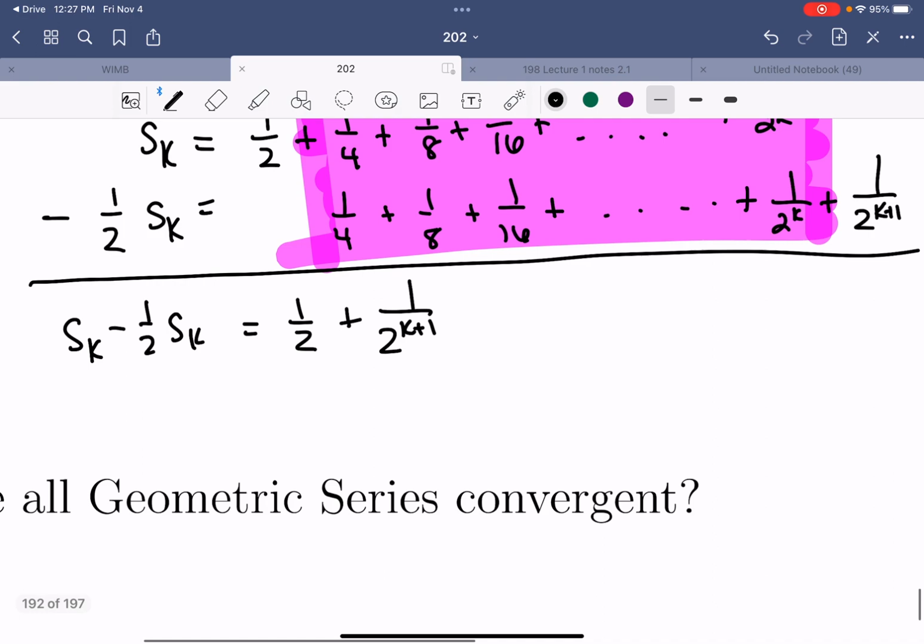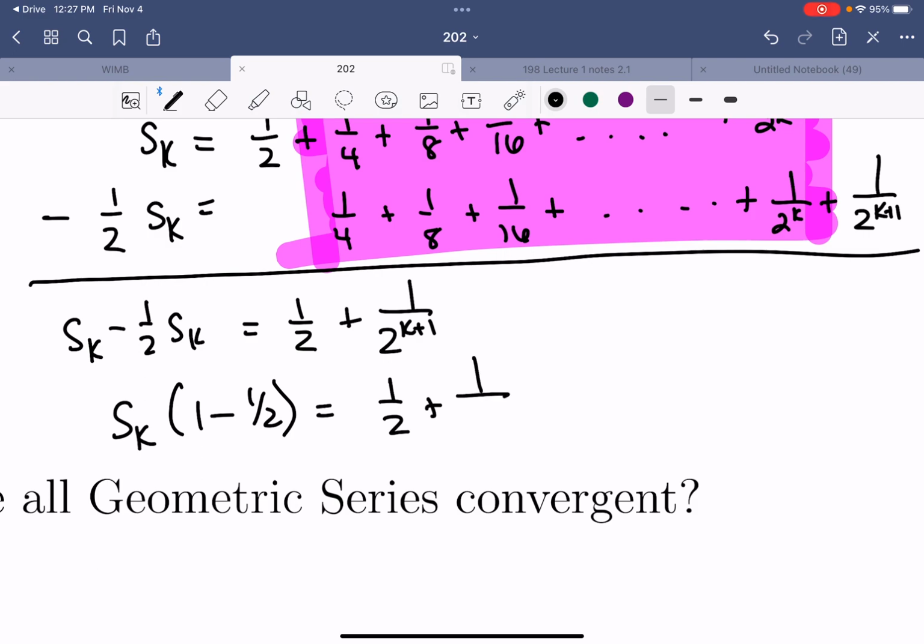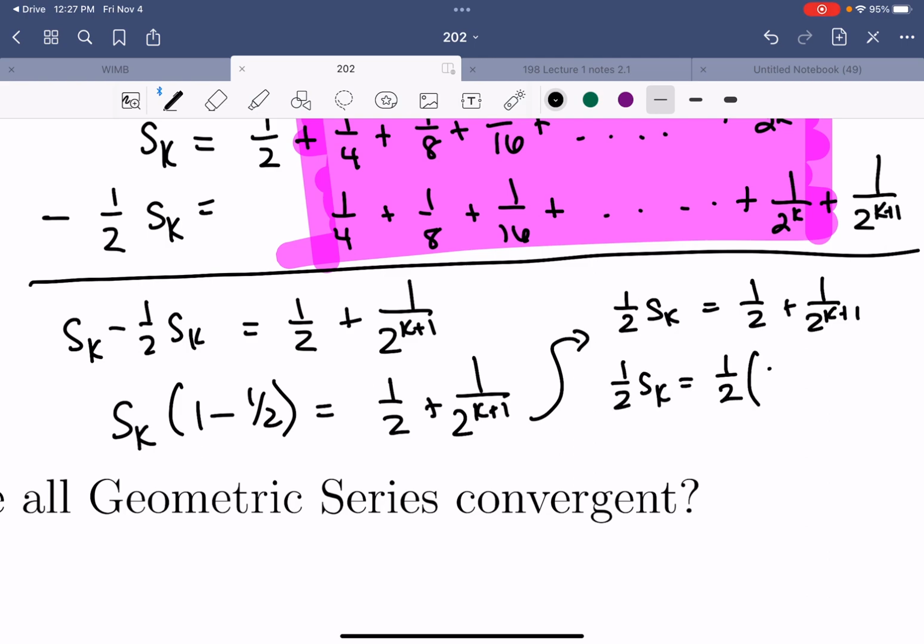Okay, cool. Now factor out that sk. That's 1/2, right? I'm running out of space here, so we're going to go here. So that 1 minus 1/2 is 1/2 sk equals 1/2 plus 1 over 2 to the k plus 1. And I'm going to factor out 1/2 sk and take out a 1/2. That's 1 plus 1 over 2 to the k. And the 1/2s can cancel because I have 1 on each side. So that tells me that sk, my partial sum, is 1 plus 1 over 2 to the k.